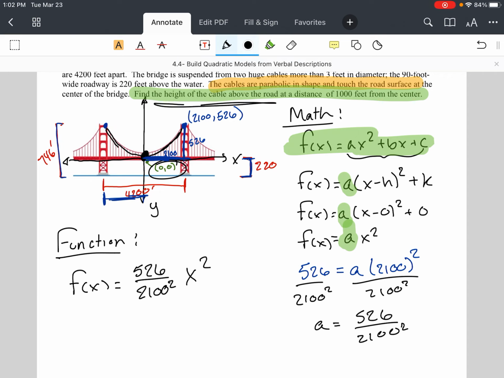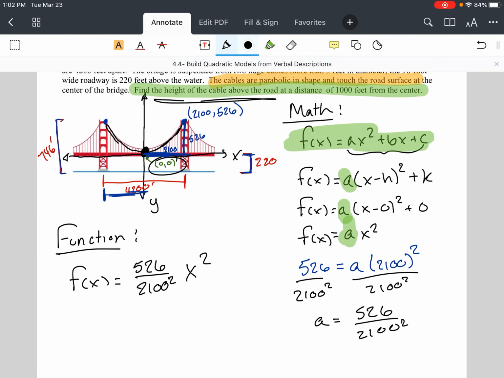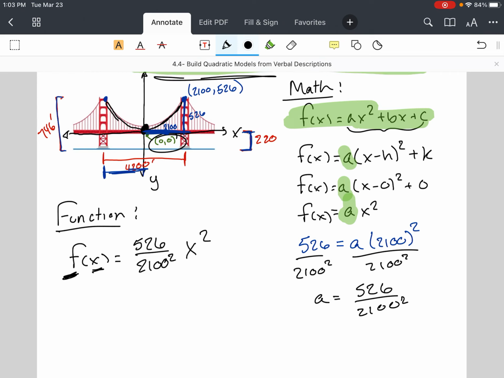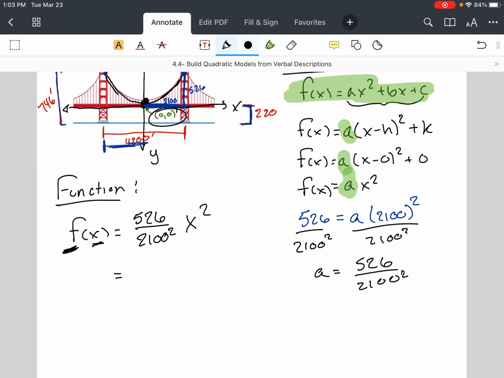It says find the height, so this is the green part here. It says find the height of the cable above the road at a distance of 1,000 feet from the center. Okay, so in this case, remember that the height is represented using f, and the distance from the center is going to be x. So we're calculating f(1,000) because 1,000 is the distance from the center. That's 526/2,100² times 1,000².